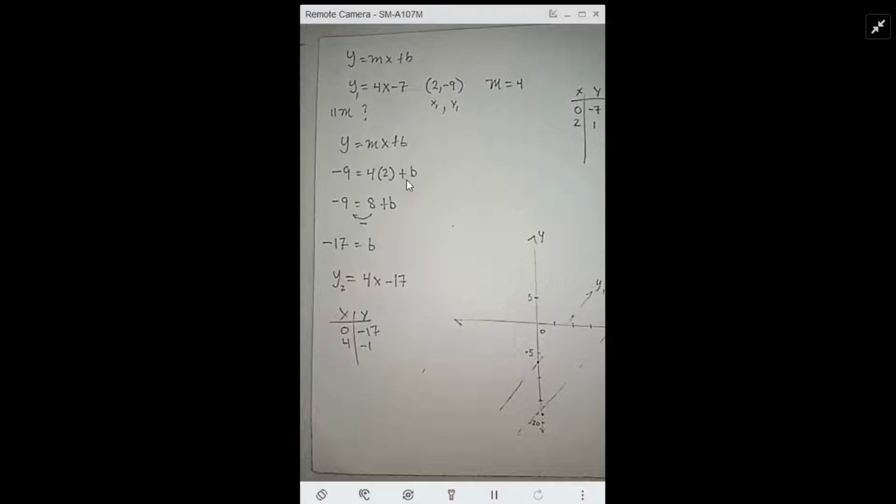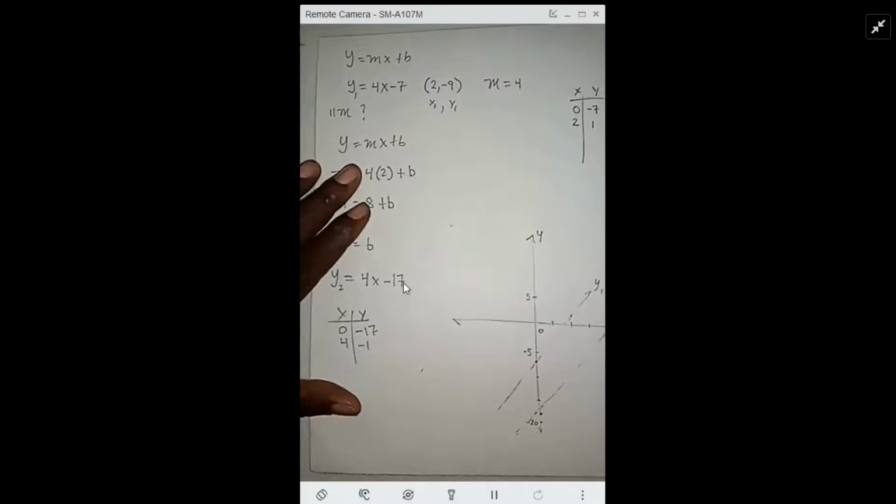Why do I do that? Because sometimes you try to speed up, you screw up, and then you have to start back over. You might have saved 2 seconds here, but it costs you 5 or 10 minutes, so you're not saving any time. Just go slow. I can take my 8 across the equal sign as a negative; it crosses over and changes signs. Negative 8 plus negative 9 is negative 17. My y-intercept for my new line is negative 17. Let's make that y2: y = 4x - 17.